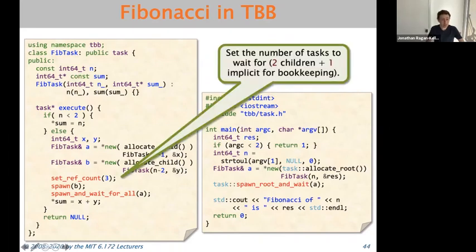Then we do some weird TBB specific stuff, set ref count 3. Turns out that's setting the reference count of the number of tasks we're waiting on to 3, which is the number of children here, which is 2, plus 1 extra one that they always make you keep around for bookkeeping. Don't ask me why. Seems like they might have dealt with that automatically, but that was the abstraction they came up with.